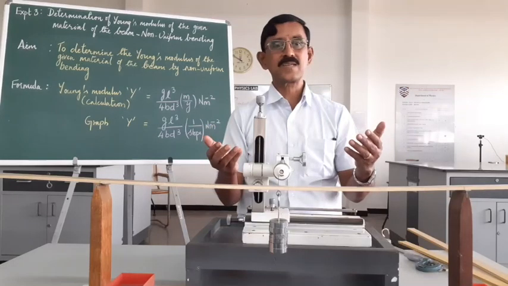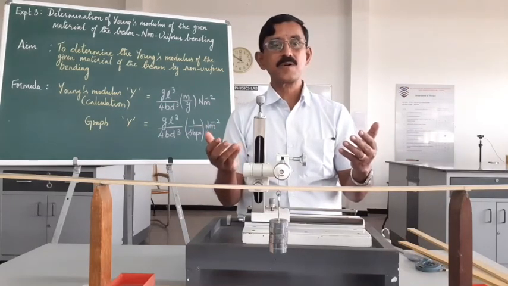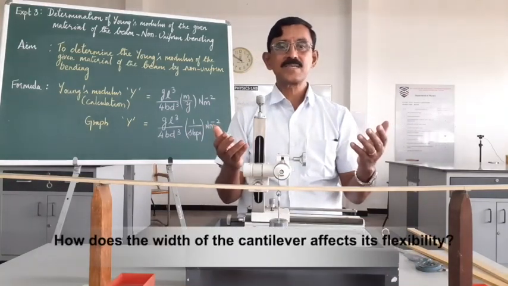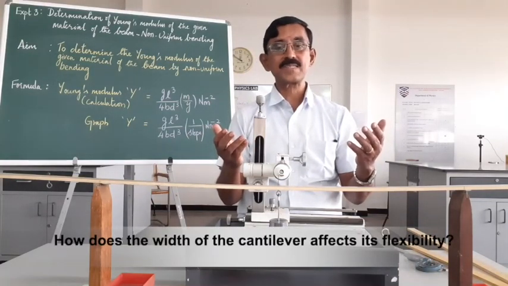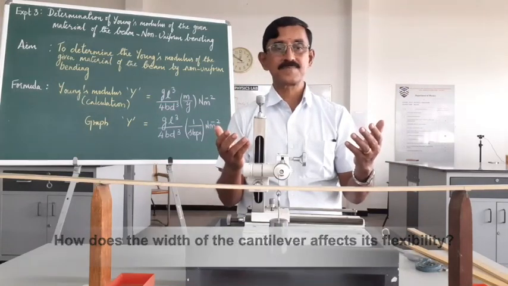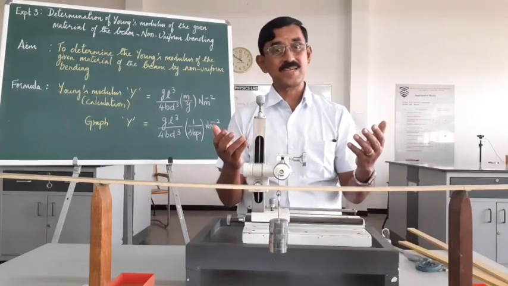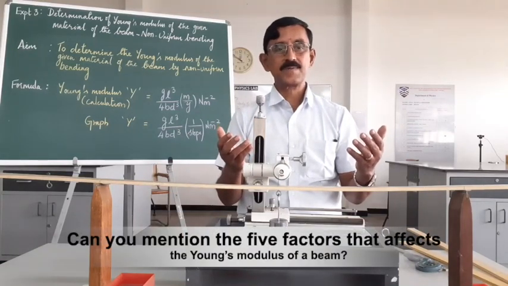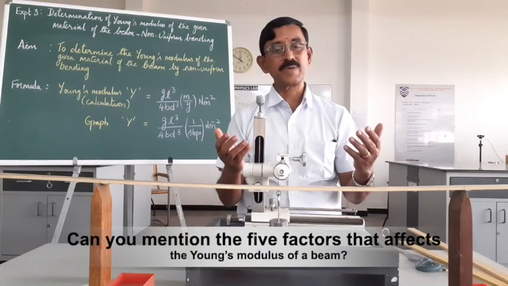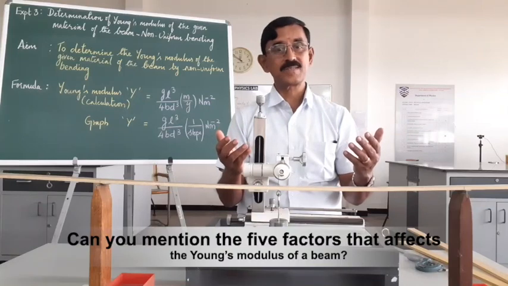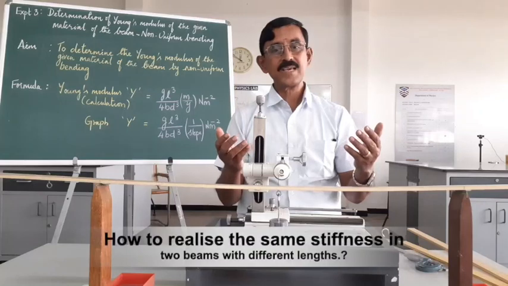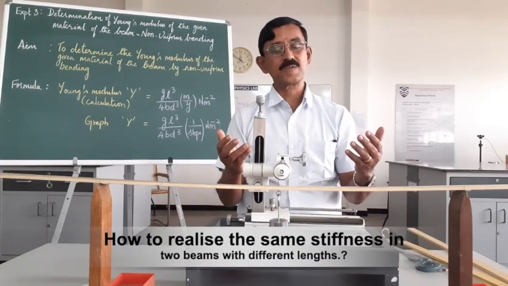Some interesting questions with reference to the modulus of elasticity of a material. 1. How does the width of the cantilever affect its flexibility? Question number 1, please think about it. Can you mention the 5 factors that affect the Young's modulus of a beam? Yes, you should know about it by this time. How to realize the same stiffness in 2 beams with different lengths? Yes, you have to think a little more.